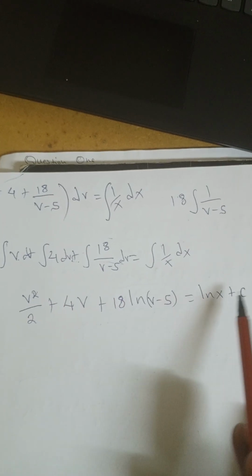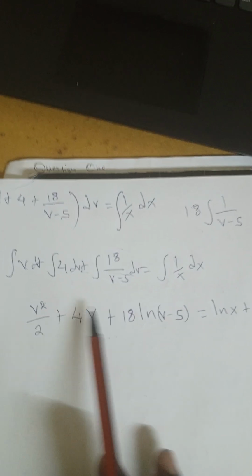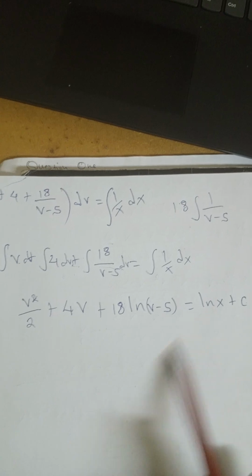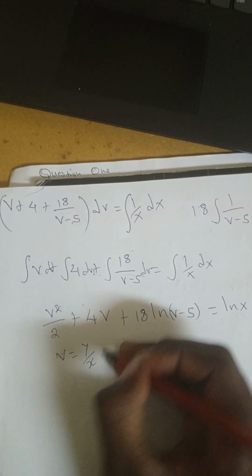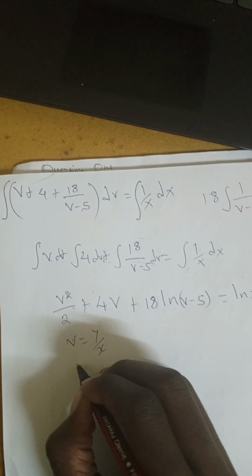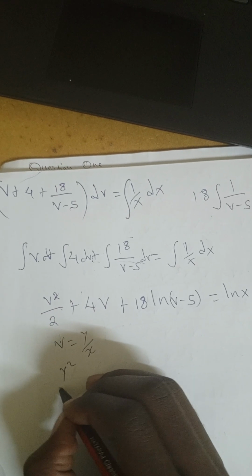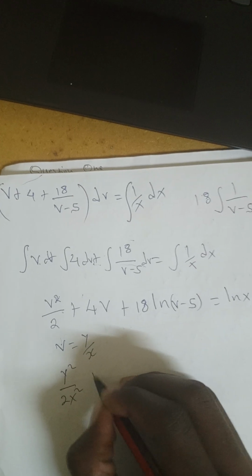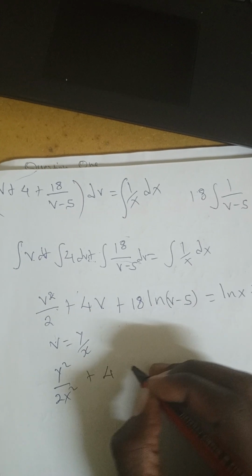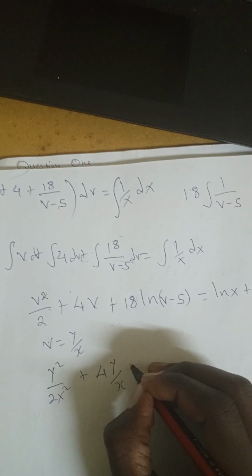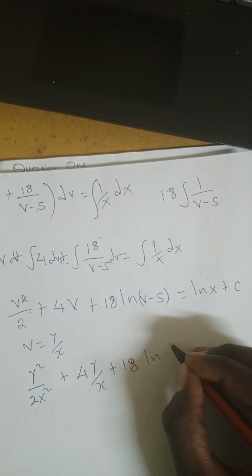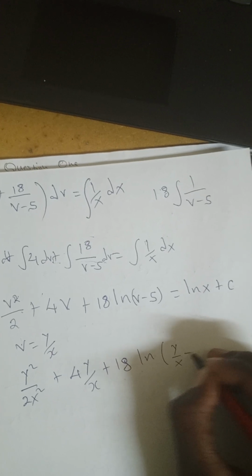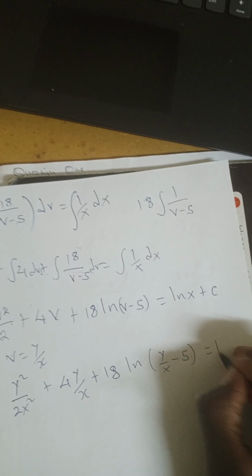Now from here, we need to ask ourselves one question. What was v? v was equal to y over x. Now this is v squared, so this implies it's y squared over 2x squared plus 4. Now where there is v, we're going to replace it with y over x, plus 18 ln of, where there is v, I put y over x minus 5, equal to ln x plus c.